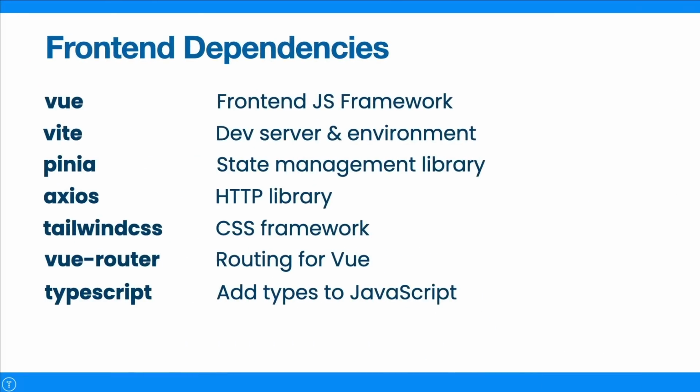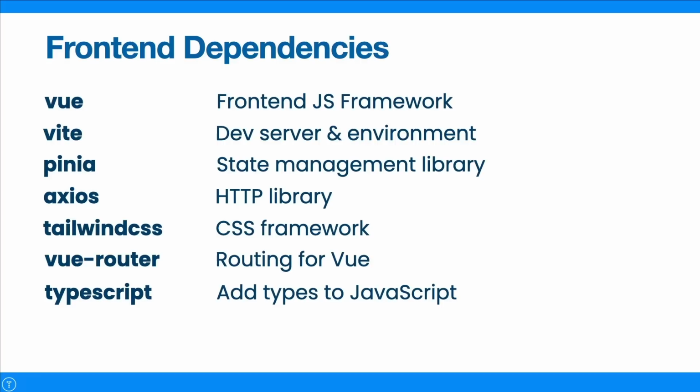So Vue, we're using Vite for our dev server and environment. We're using Pinia for our state management library, so we'll be able to create a store for our users, for our chats. We'll be able to have our actions and our state in those stores. Axios I'm using for my HTTP library, although if you want to use fetch, that's fine too. Really doesn't matter. It's just preference.